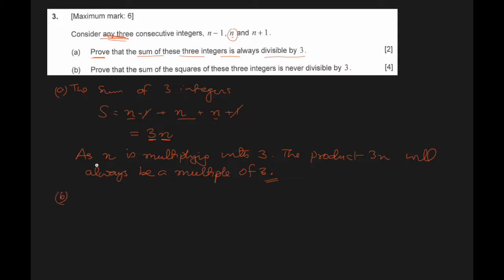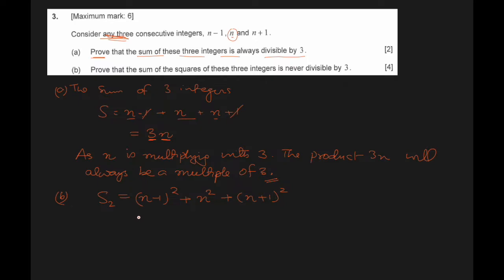B. Prove that the sum of the squares of these three integers is never divisible by 3. So let's call it S2. The square of the first one, (n minus 1) squared, plus second plus third.